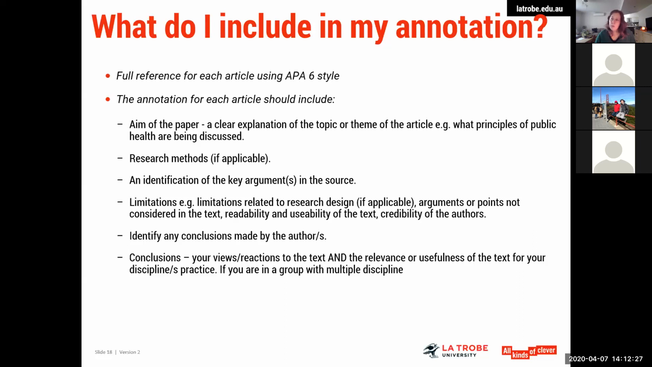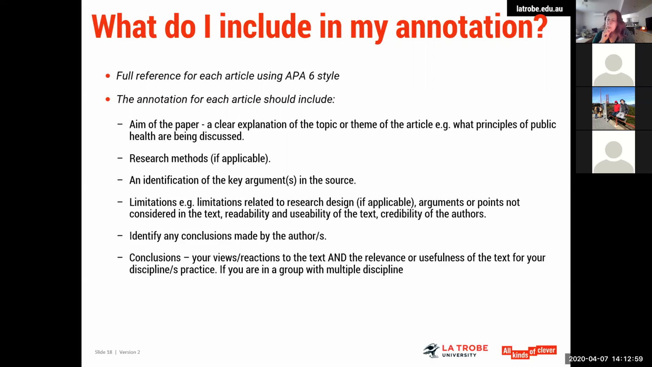You can include something about the research methods if it's applicable. Now, not all of these articles have a methods section, because some of them are not actual research articles. They're more commentaries or opinion pieces. So if it doesn't have a research method in the paper, then you don't need to talk about it. However, if it does, then I would expect to see some mention of that in the annotation, and that would be a sentence or two.